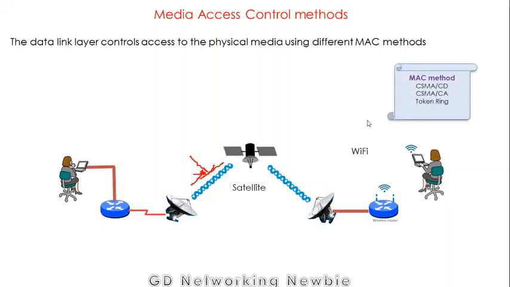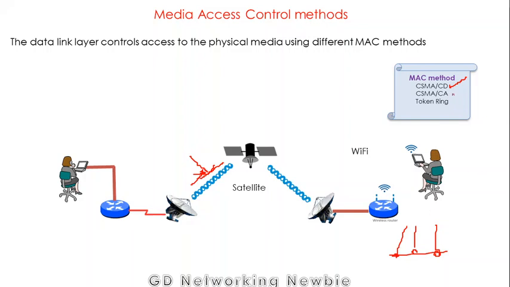So we have different access methods in data communication. For example, we have CSMA/CD, which stands for carrier sense multiple access with collision detection. That means if there is a single medium and multiple users are using it, then if all of them try at the same time, there will be collisions. After that, all the nodes have to wait for some time and try again. I have a separate video on that. You can go through that.